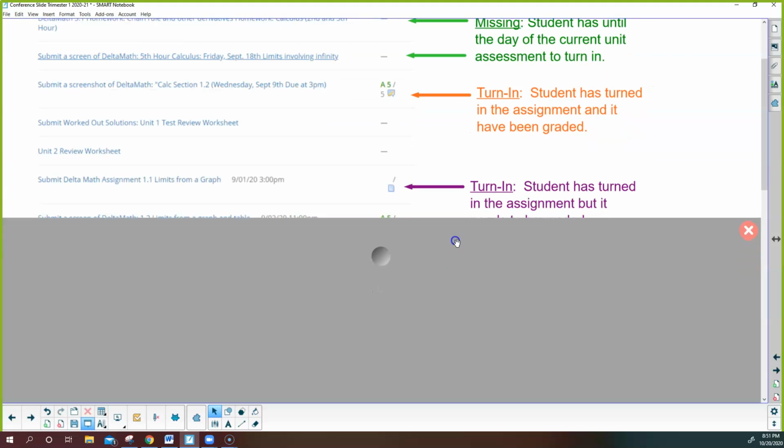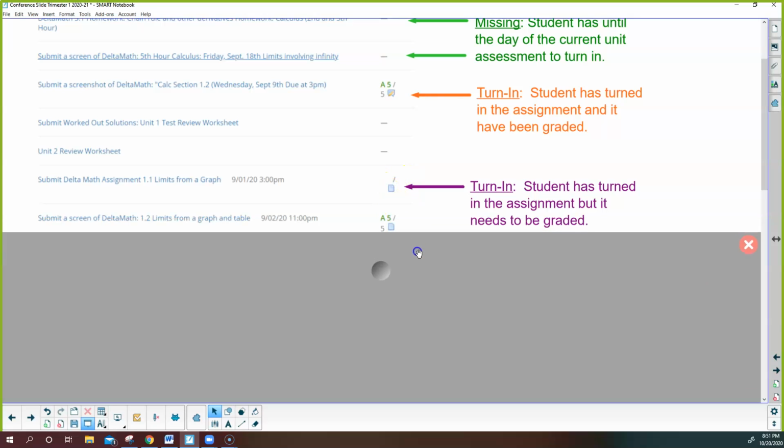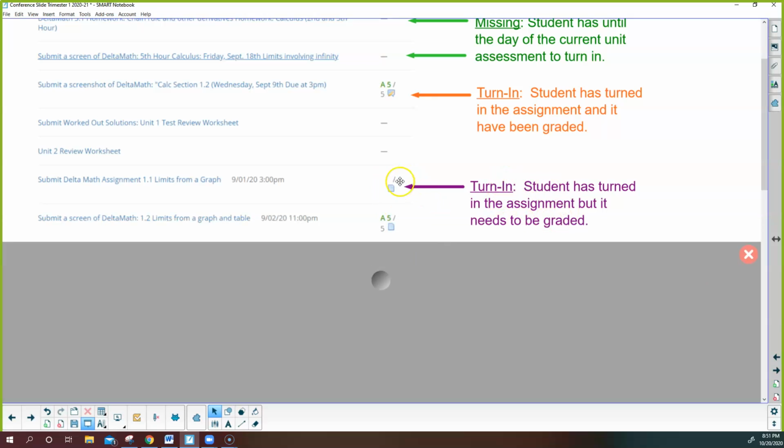And I'll have a little box by it saying that this was turned in and it has been graded. But what if there is no grade by it, but there is a blue box? That means the student has turned it in, but the teacher still has to go through and grade that. And again, that should happen within the week if a student turns it in.